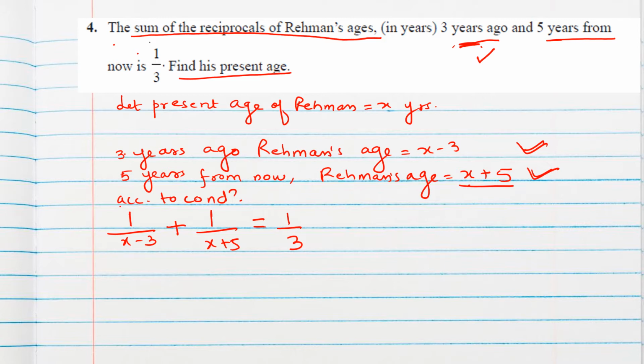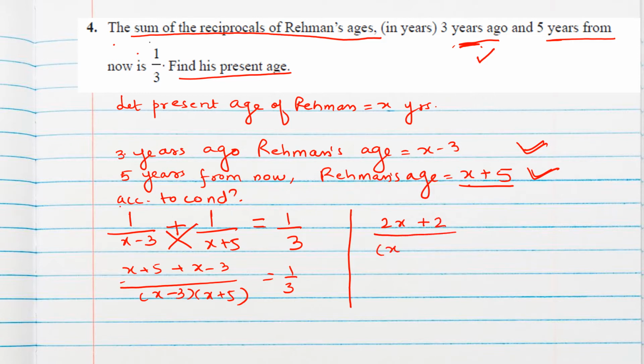Now we will change it into a quadratic equation. We can cross multiply here. So x plus 5 plus x minus 3, divided by the bracket of x minus 3 and x plus 5 in the denominator, equals 1 by 3. Adding like terms, x plus x is 2x, and 5 minus 3 is 2, divided by x minus 3 times x plus 5, equals 1 by 3. Here also we can do cross multiplication.